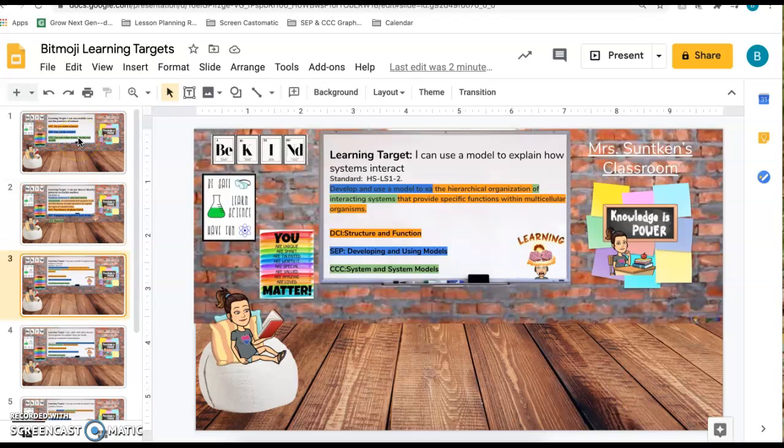And then we have our third one that I'm going to be talking to you about today. This one's for Tuesday. Remember, you don't have school on Monday. So this is for Tuesday, September 8th. Your learning target is: I can use a model to explain how systems interact.